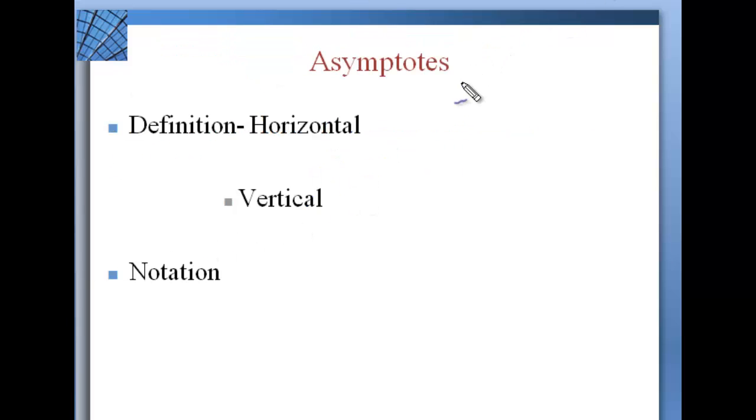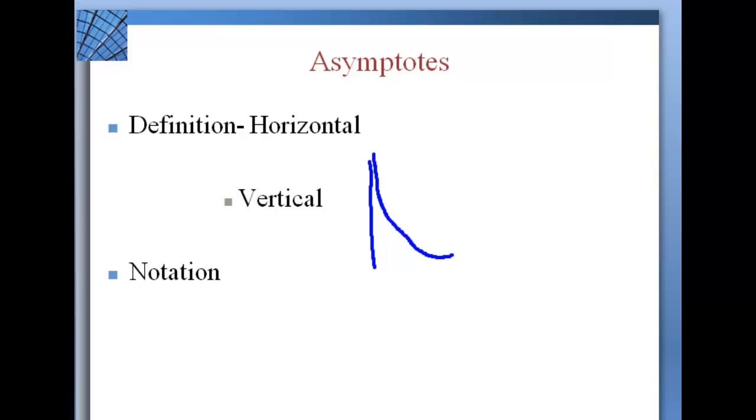Our next topic is asymptotes. An asymptote is a line that a graph gets closer and closer to but never touches. If we have a horizontal asymptote, it means our graph comes closer and closer to this line but never touches it. If we have a vertical asymptote, the graph will get closer and closer to that line but never touch it. Those are vertical asymptotes or horizontal asymptotes.